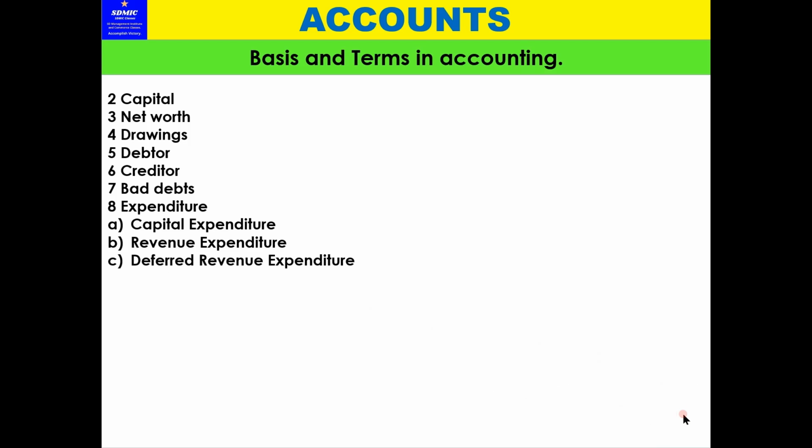Now, deferred revenue expenditure. An expenditure which is basically revenue in nature, but the benefit of which is available to the business for 2 or more years. For example, any large scale expenses on advertising, that advertising campaign, the effect of that advertisement campaign may be for 2, 3, 4 years. So that type of expenditure is called deferred revenue expenditure.